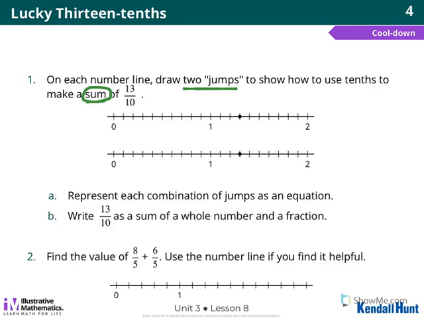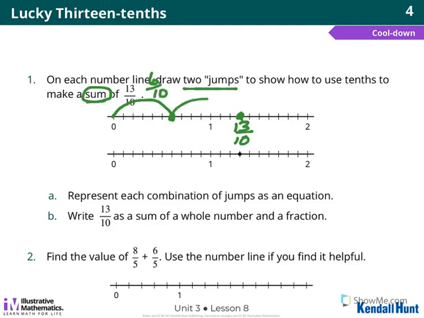So I need to show how to add using tenths. So right here, this dot is 13 tenths. So there is more than one correct answer. So I could go from here to here, which is 1, 2, 3, 4, 5, 6. So that would be 6 tenths.